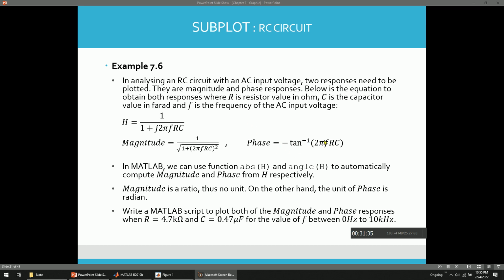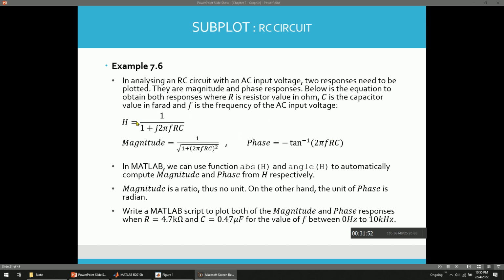I think you will learn this one in this semester, no need to worry. You don't need to understand it too much, but you can know that this is the original equation, this is the magnitude of this equation, and this is the phase of this equation.